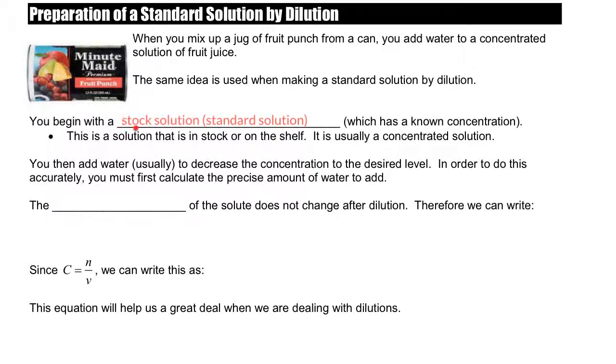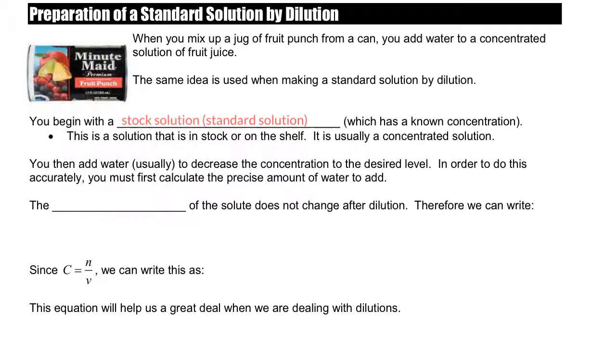Now, I threw in this word stock solution. That just means a solution that is in stock, or something you have on the shelf. This is a solution that you would buy from a chemical supply company. And when you buy it from a company, it's usually very concentrated. So if you buy a 12 moles per liter solution, you can now take that and dilute it to the required concentration, usually 1 mole per liter or less.